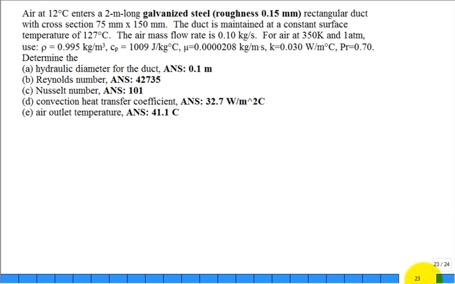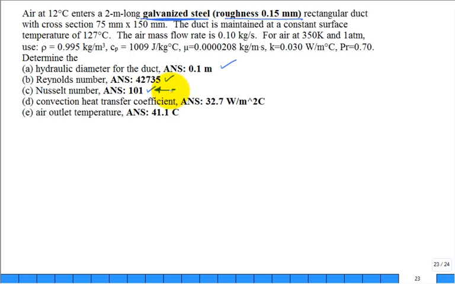All right, we changed the problem. We have 4 minutes left, and we make it a galvanized steel surface with a roughness of 0.155. It's not a smooth duct anymore. What does that change? Does it change the hydraulic diameter? No. Does it change the Reynolds number? No. Does it change the Nusselt number? Well, yes, because we have to use a different correlation for that Nusselt number.